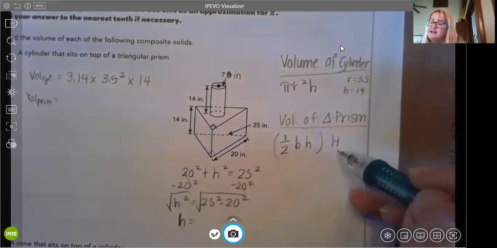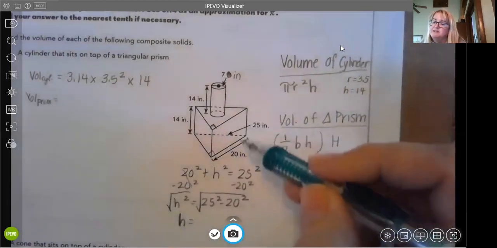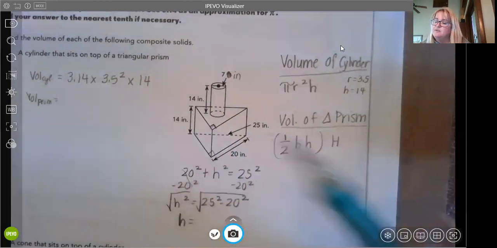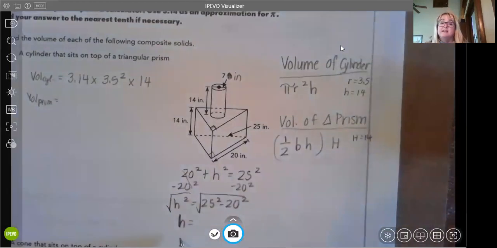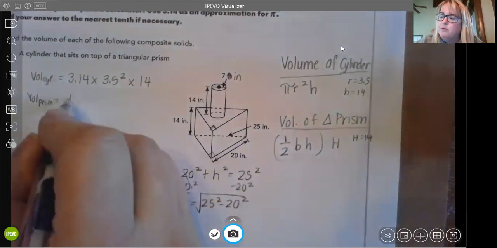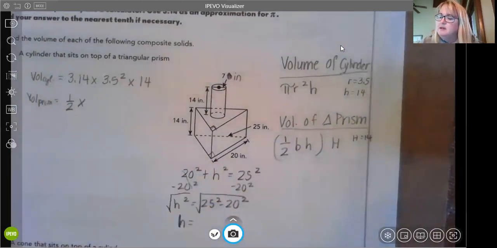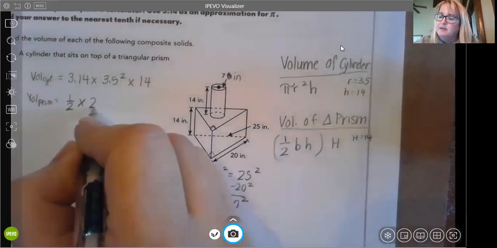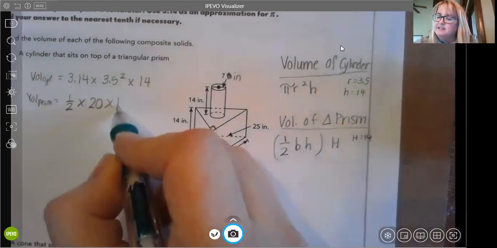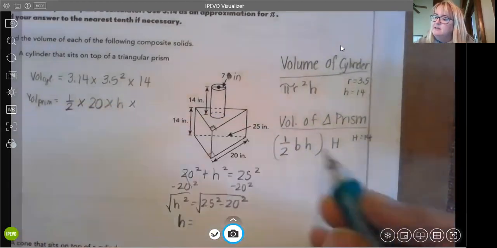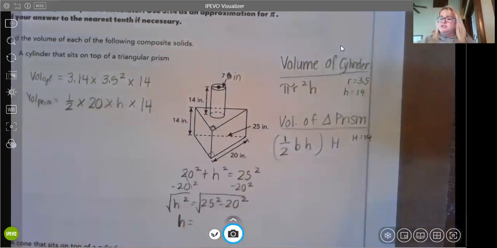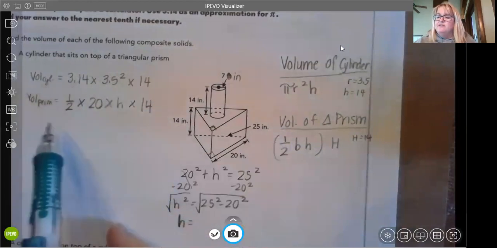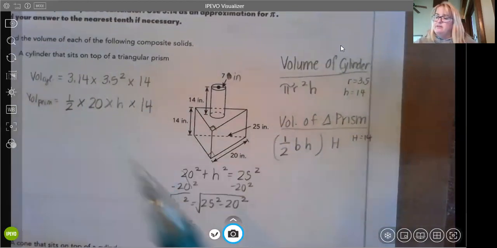Now the big height is the height of the prism. That is from the bottom to the top. Well, over here it tells us that the height is 14. So the big height is 14. So you need to find the little height and the big height, and then you're going to put it in here. So it's going to be 1/2 times the base we said is 20 times the little height times the big height is 14. So once you find the volume of the cylinder and the volume of the prism, you're going to add them together.